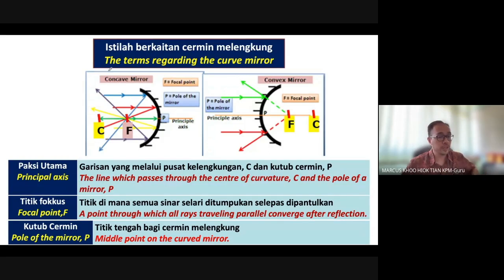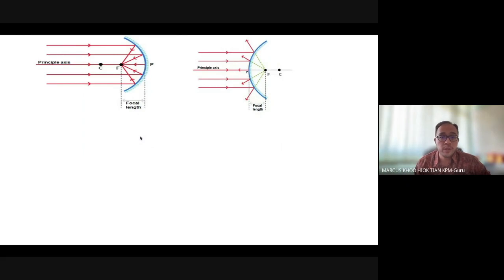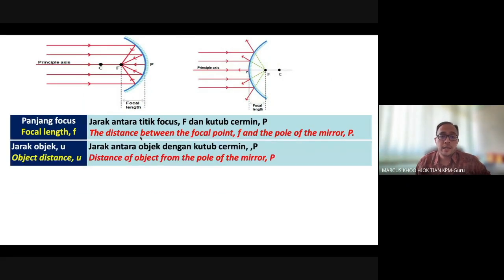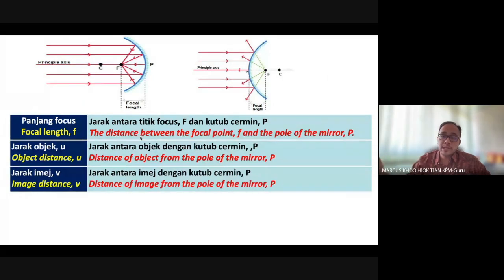Okay, these are the first three things: the principal axis, the focal point, and the focal length. The next one is the object distance. Same as yesterday, object distance is always the distance between the mirror and the object. Object distance and image distance haven't changed from yesterday, except that today we're talking about the mirror.